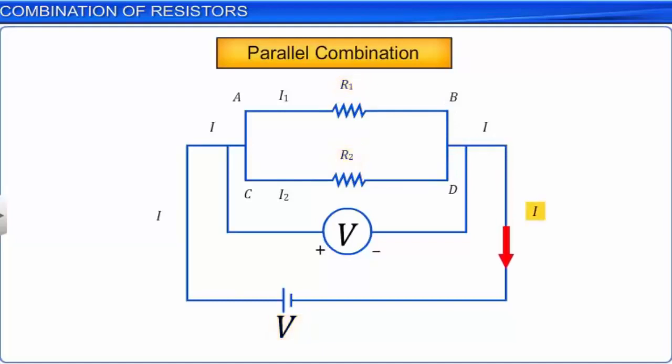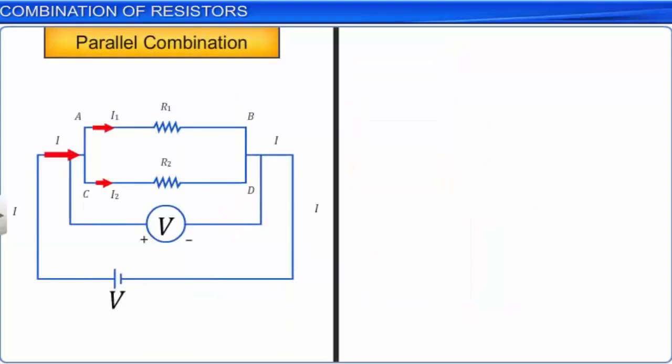I is the rate of flow of charge from the source, that is the battery. I1 is the current through resistor R1, and I2 is the current through resistor R2. We can now write I is equal to I1 plus I2. Let this be equation 7.